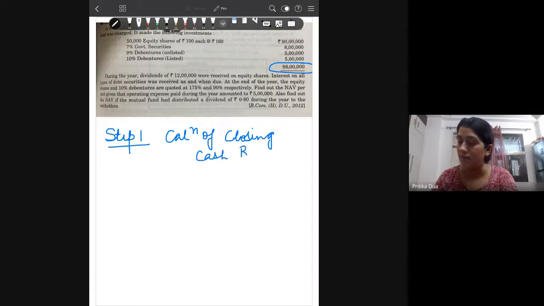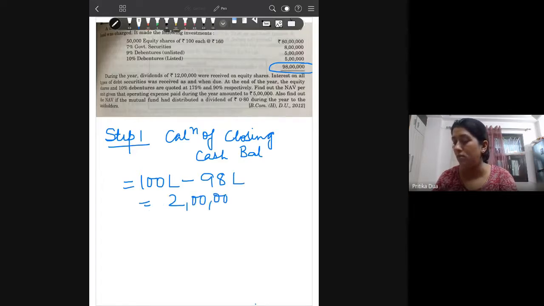and that is directly given to you. So that would be 100 lakh minus 98 lakh, and 2 lakh rupees would be the closing cash balance. This is also one of the assets held by the mutual fund.